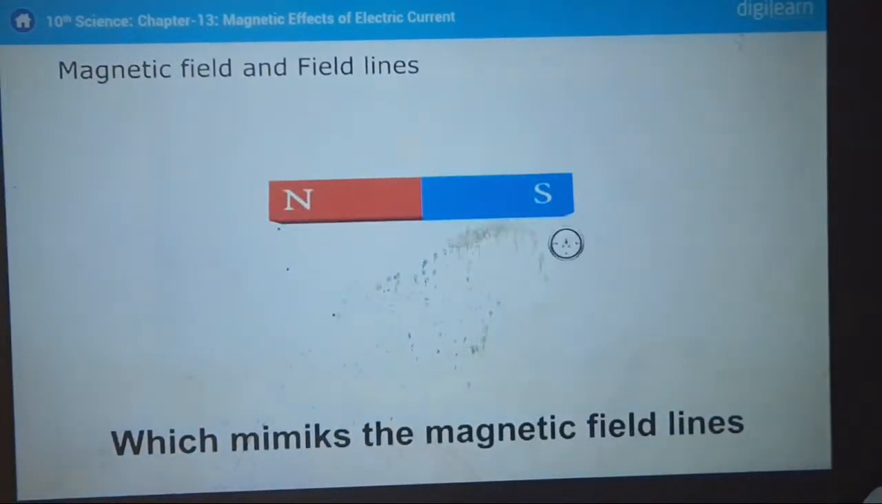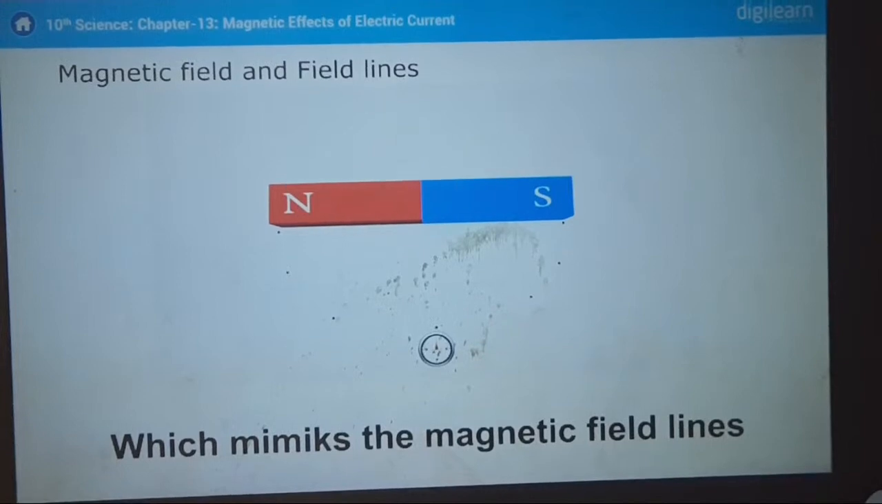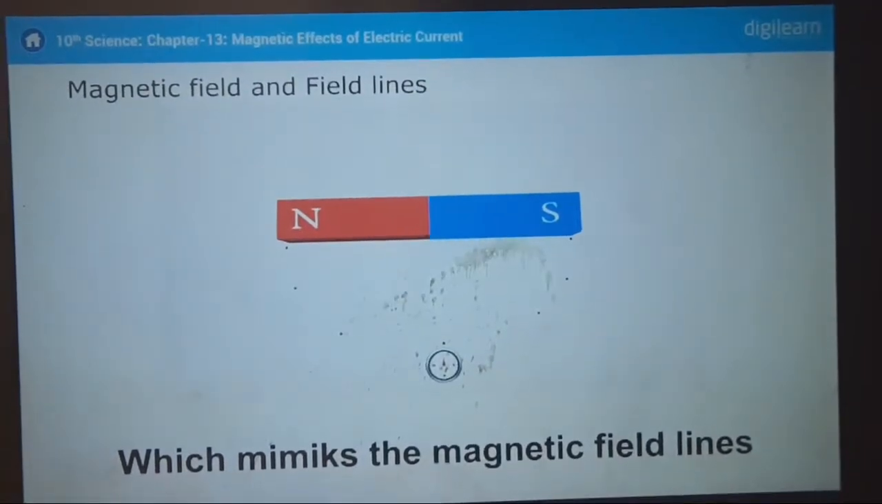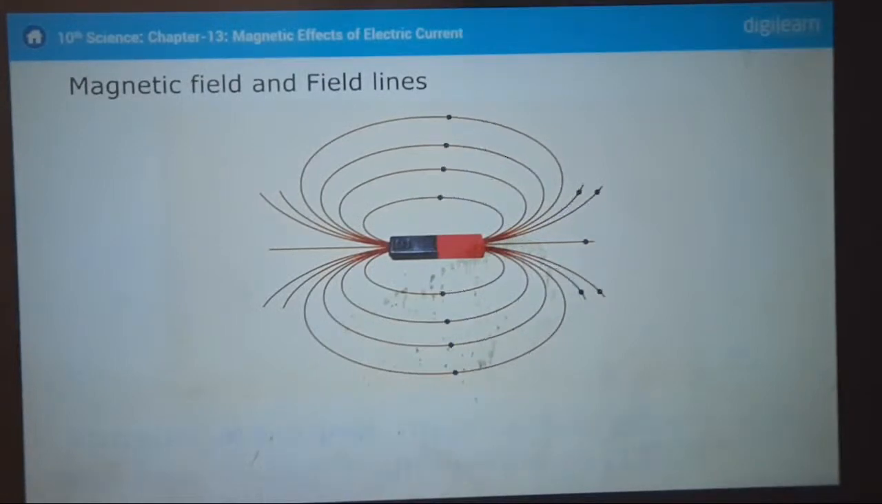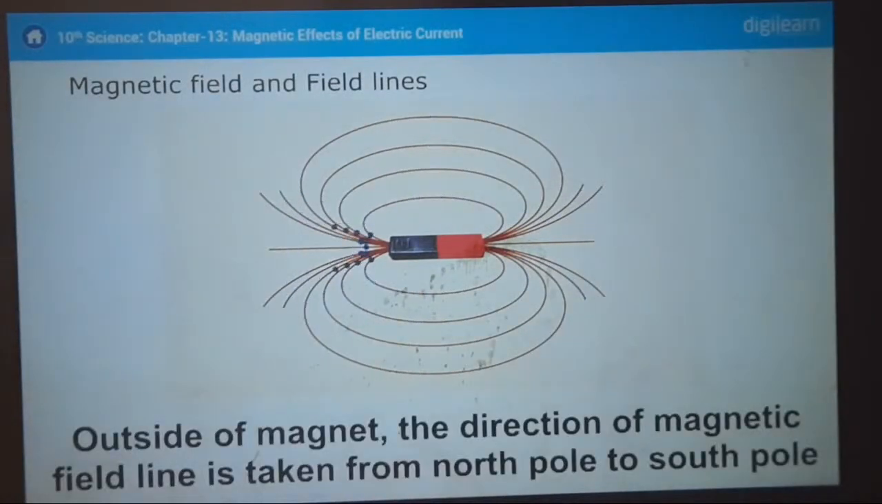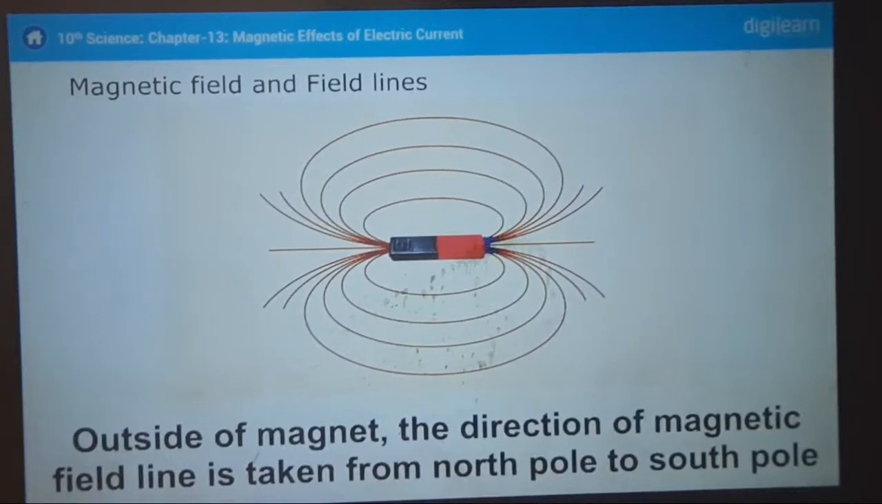Field line of a magnet can also be detected using a compass. Magnetic field is a vector quantity, that is, it has both direction and magnitude. Direction of field line. Outside the magnet, the direction of magnetic field line is taken from North Pole to South Pole. Inside the magnet, the direction of magnetic field line is taken from South Pole to North Pole.